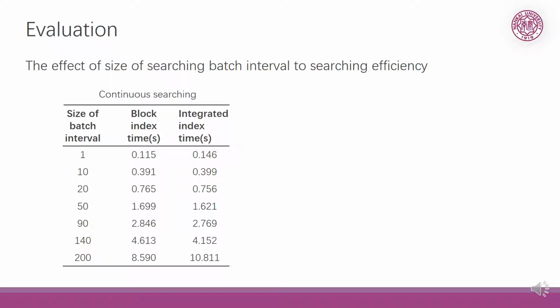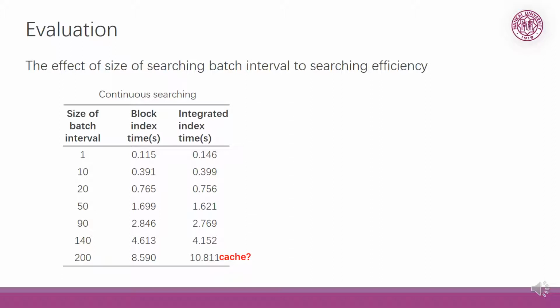We still perform the experiments on the same 200 batches. The partial results are shown in the table. We can see that block index is better than integrated index when the batch interval is less than 10. However, the part close to 200 does not perform as expected.